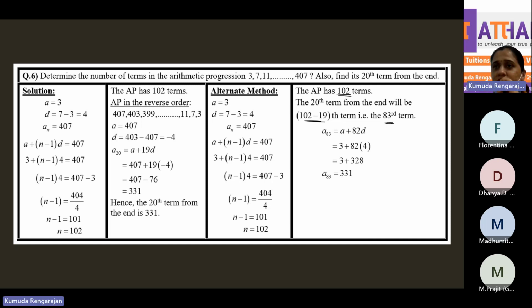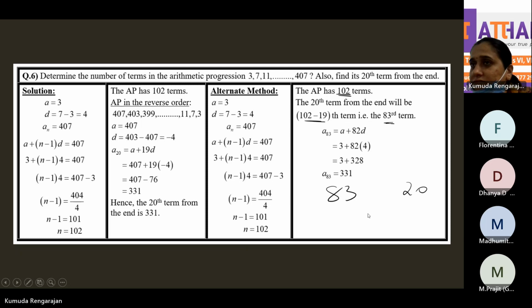Take the total number of terms. Step 1: subtract 1 less than what you want to find. You want to find the 20th term from behind, so take 1 less than that, 19. So 102 minus 19 gives you 83. Now, what is this 83? The 83rd term from the beginning is nothing but the 20th term from the end. That's the meaning. The 83rd term from the beginning is the 20th term from behind.